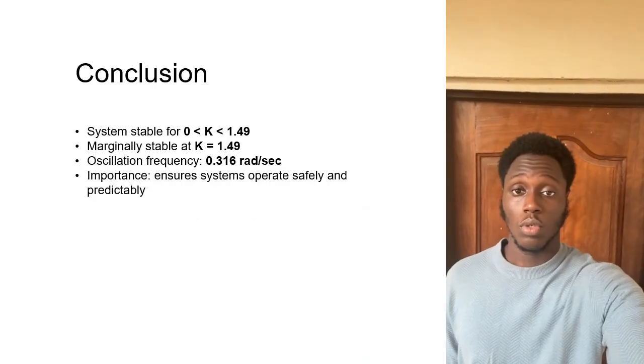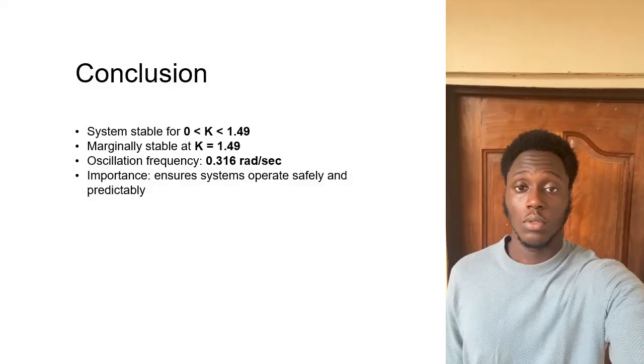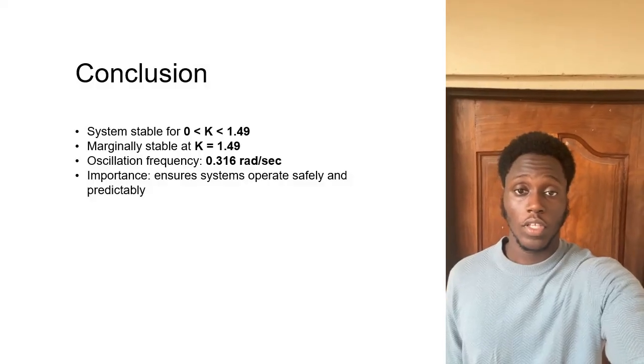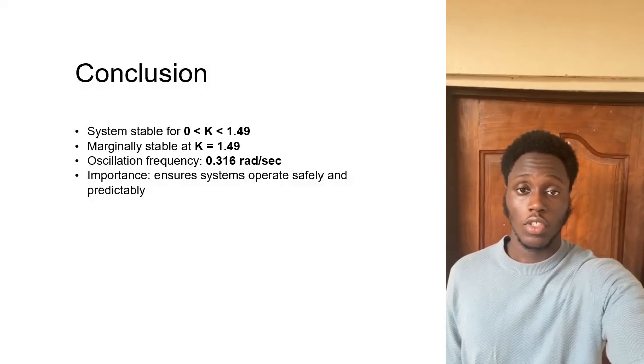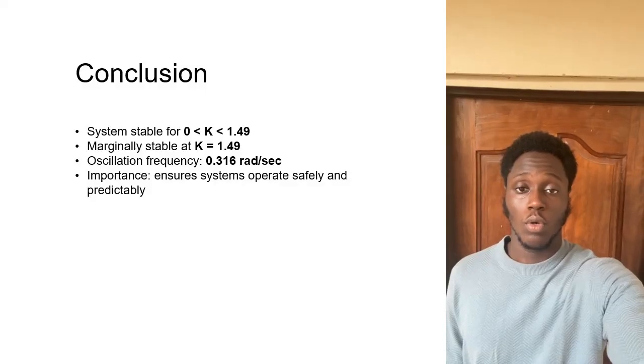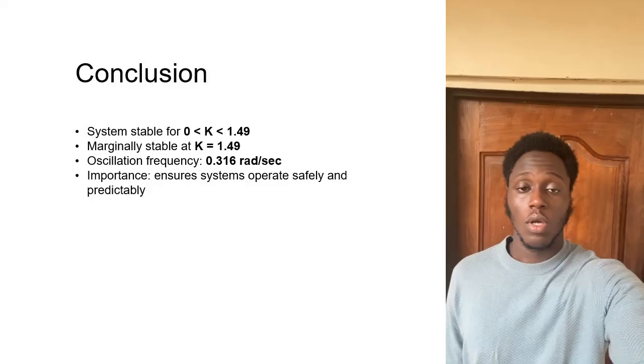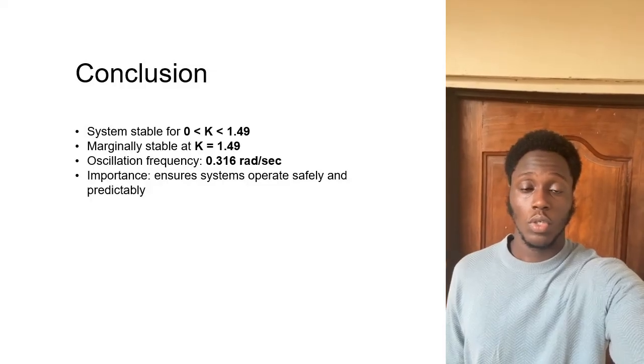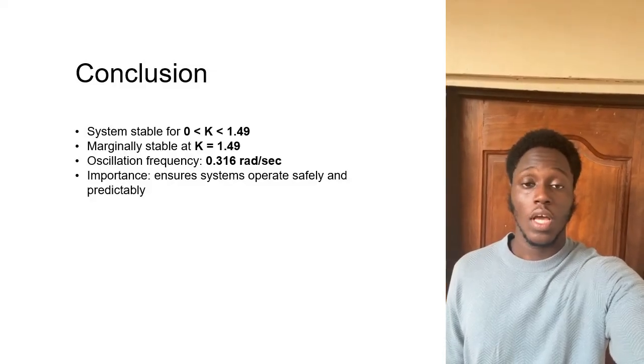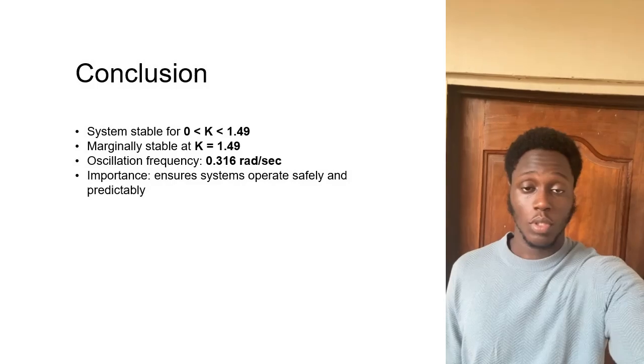Okay, so in conclusion, we found that for the system to be stable, the range of values of k is when k is greater than 0 but less than 1.49. And also, the system is marginally stable when k is equal to 1.49. We were also able to find that the oscillation frequency is 0.316 radians per second, and this whole concept of stability has a lot of applications in fields like robotics and more.